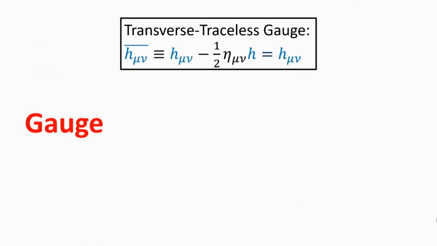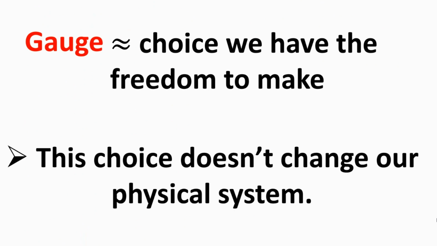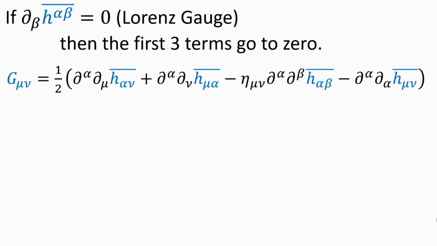Okay, so what is gauge? Let me clarify. A gauge is a choice we have the freedom to make, and that doesn't affect our physical system at all. So, for our case, by choosing that particular gauge, the Lorentz gauge, we can reduce the left hand side of Einstein's field equation.